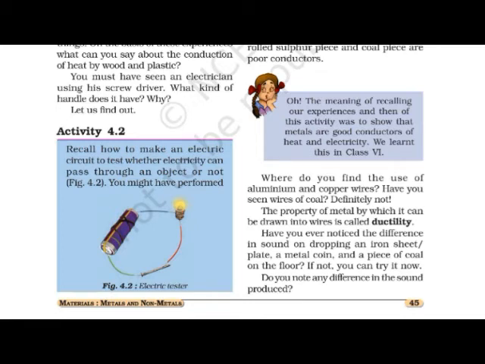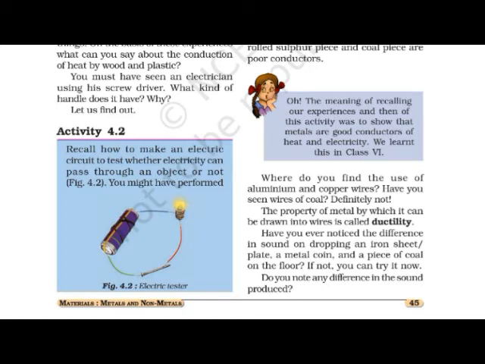Have you ever noticed the difference in the sound on dropping an iron sheet, a plate, a metal coin and a piece of coal on the floor? If not, you can try it now. Whenever we drop something on the floor, such as an iron sheet, iron plate, metal coin or a piece of coal, what can you observe? We can observe that each object makes a different sound. If you compare the coal and the iron plate, the sound produced in both cases will be different. So we are going to understand this.